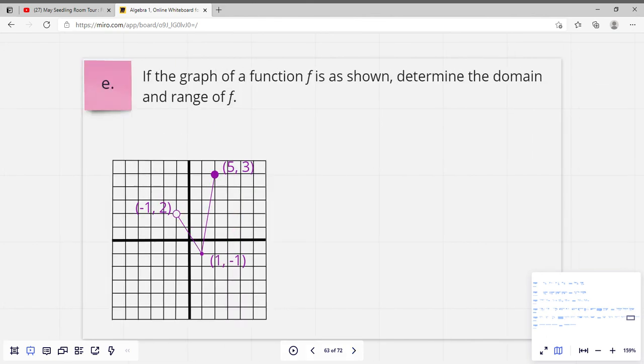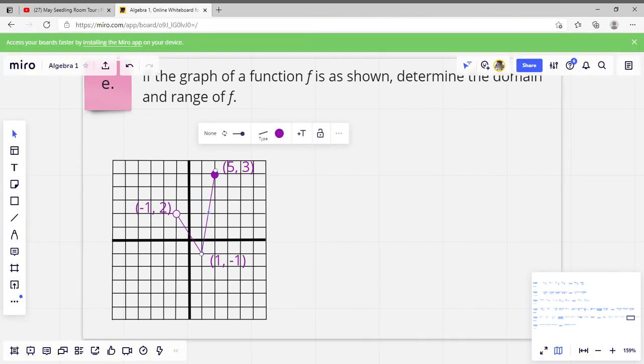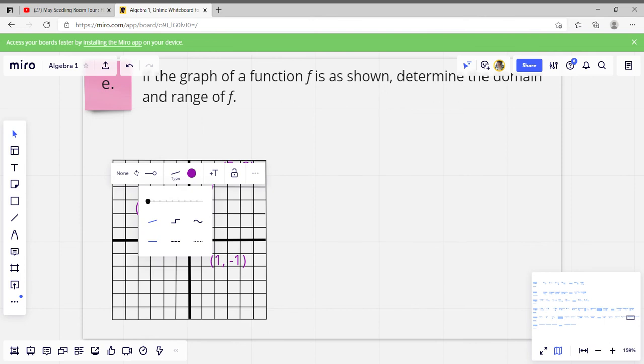All right, the graph of the function f is shown. Determine the domain and range of f. I'm actually going to make this line darker so you guys can see it better.